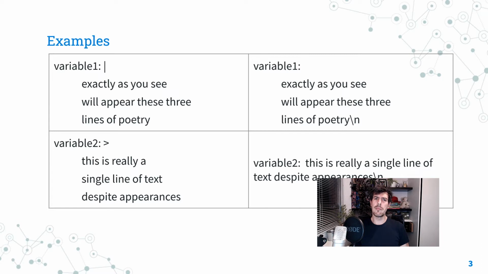Do you want to remove the new line at the end of strings? Simply add a dash, a minus, after the pipe or major operator.